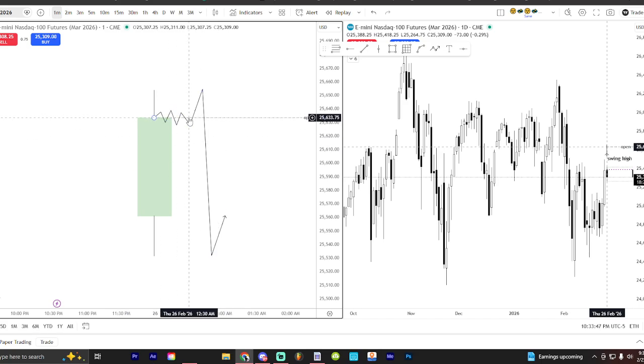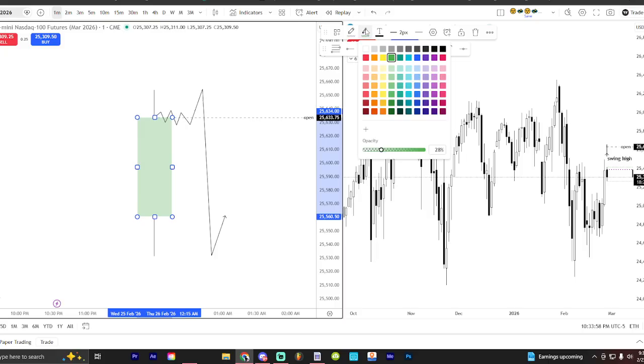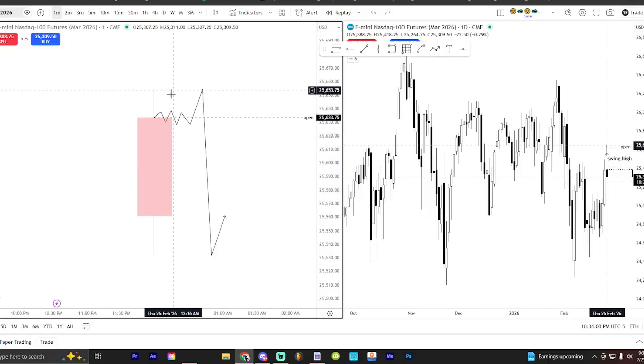Now this could also be looked at as PO3, accumulation, manipulation, distribution, or market maker models. I'm not really going over that in this video. I'm just going over the opening price and how I use it. Let me make this red so it's not confusing. I don't really use the accumulation, manipulation, distribution a lot. It's nice, don't get me wrong, I just don't prefer to use it. I'd rather just use the opening price.